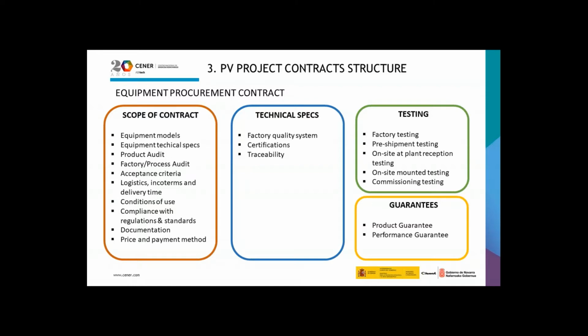The technical specification that this contract contains is the factory quality system, the certifications, and its traceability. The testing involved in this contract is the factory testing, the pre-shipment testing, the on-site at plant reception testing, the on-site mounting testing, and finally the commissioning testing. The warranties that affect this contract are the product warranty and performance warranty.